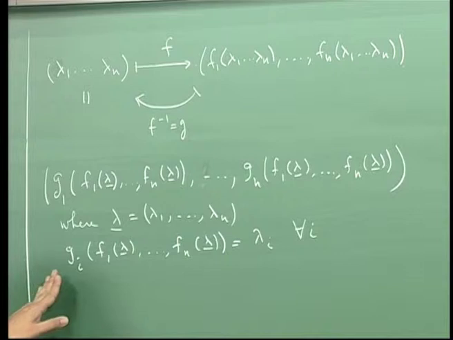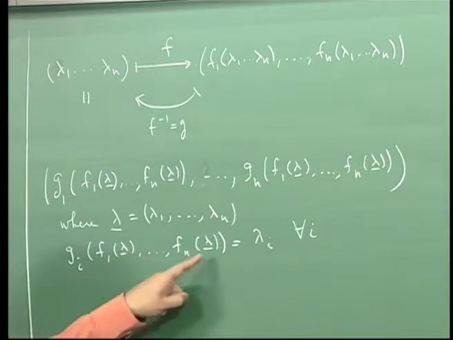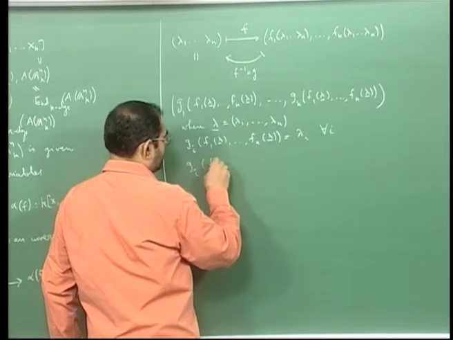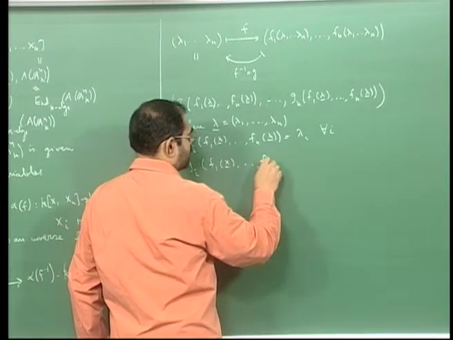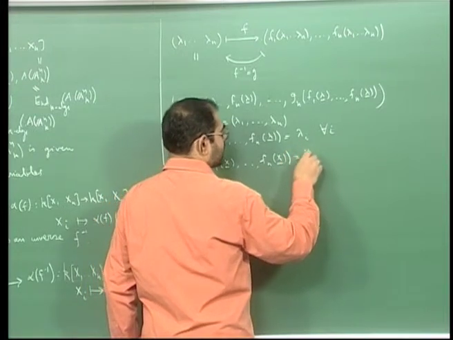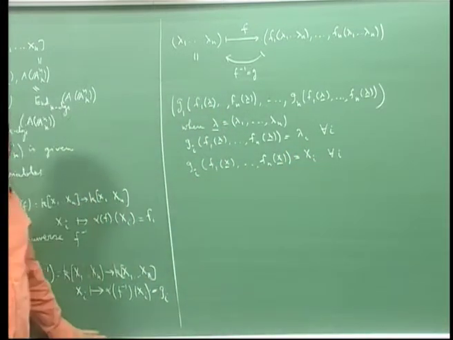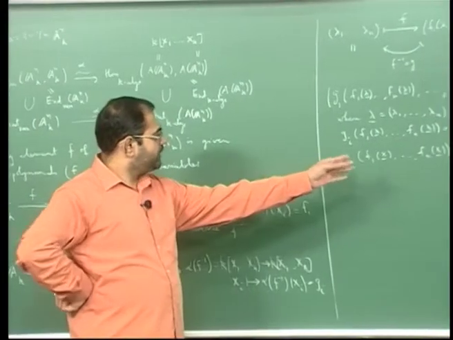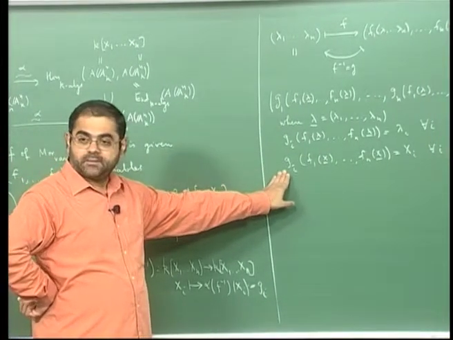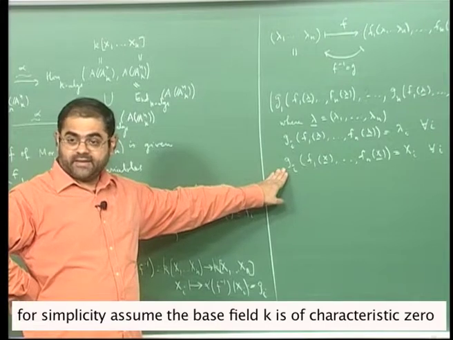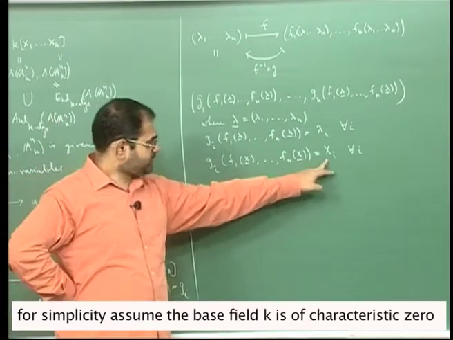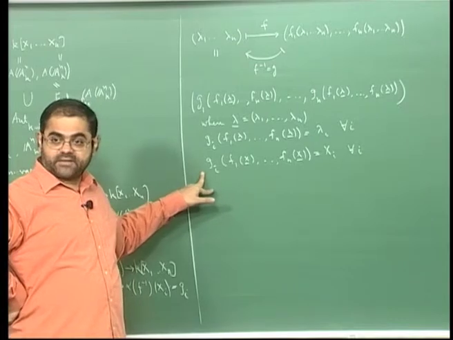Now this holds for all lambdas, so you can write this in variable form as g_i of f1(x) through fn(x) is equal to x_i for every i, which makes sense. For example, if you want, you can take the partial derivative on both sides with respect to any x_j. If you take the partial derivative with respect to x_i, you will get 1 on the right side. If you take the partial derivative with respect to x_j, j not equal to i, you will get 0.